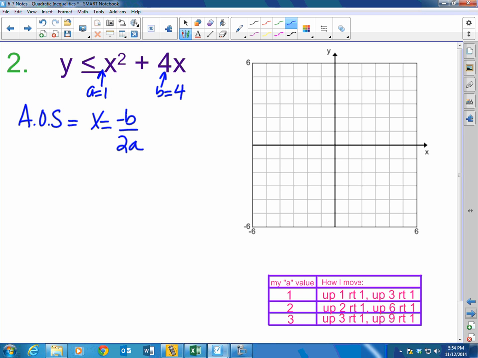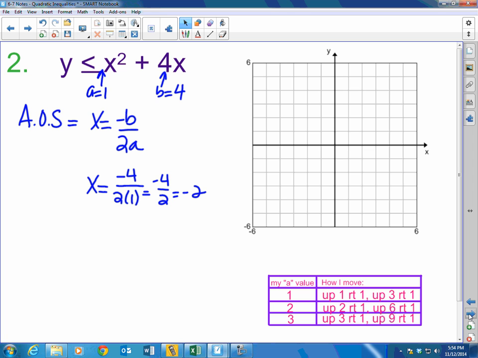But for this particular problem, the opposite of b is 4, so the opposite of b is negative 4 over 2 times a, which is 1. So I have negative 4 over 2, which is negative 2. Okay, that's my axis of symmetry. And then if you remember, you plug that in to get your vertex. Okay, so now I'm going to take this, I will plug it into the equation for my x values.